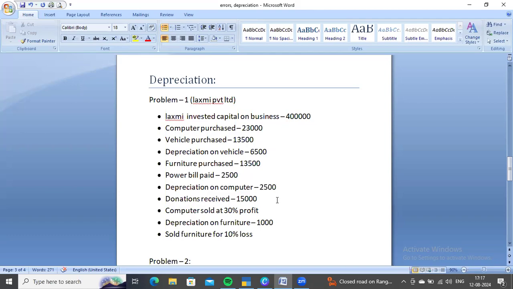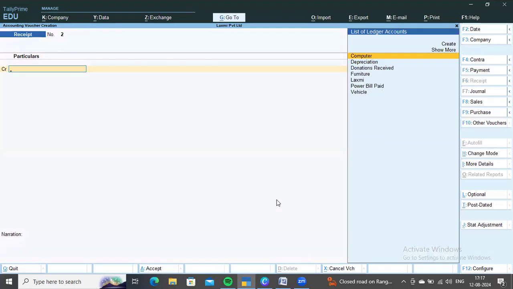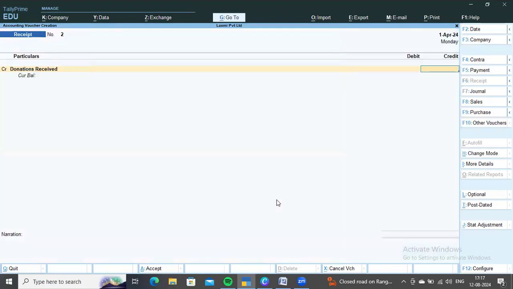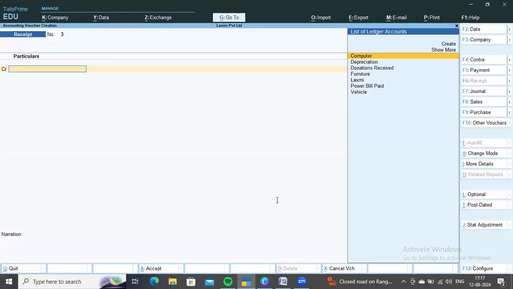Next, donations received. It is a receipt to us. Go to receipt voucher. Credit donations received 15,000 and debit cash account as cash is coming in.